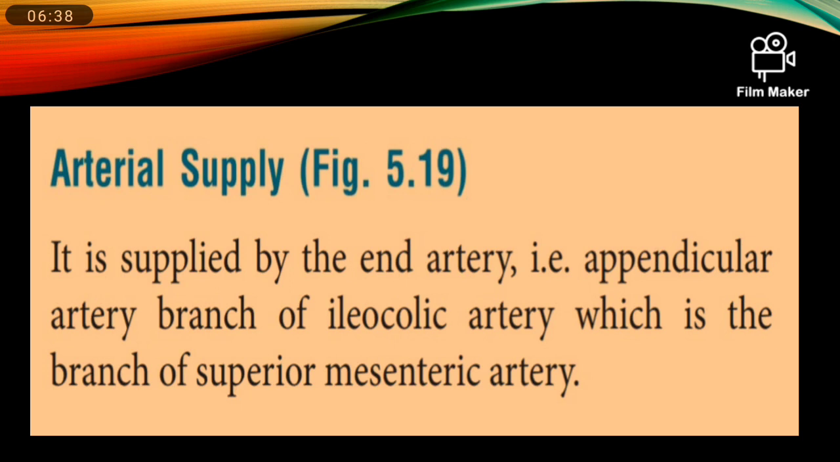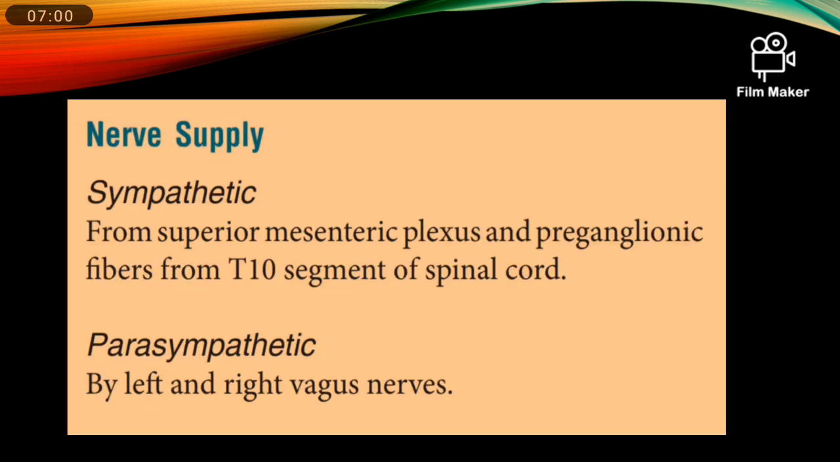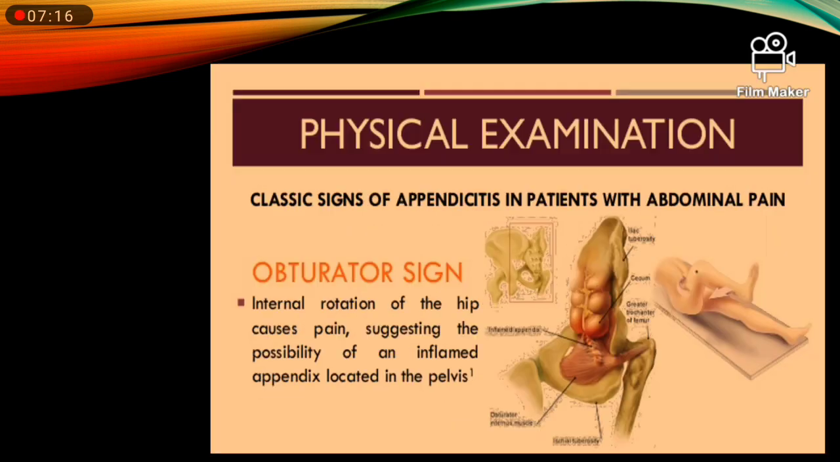Arterial supply: it is supplied by an end artery, the appendicular artery, a branch of the ileocecal artery, which is a branch of the superior mesenteric artery. Then venous drainage corresponds to the artery, with the same name. Then lymphatic drainage is to the ileocecal group of lymph nodes. Nerve supply: the sympathetic component comes from the superior mesenteric plexus with preganglionic fibers from the T10 segment of the spinal cord, and the parasympathetic component comes from the left and right vagus nerves.